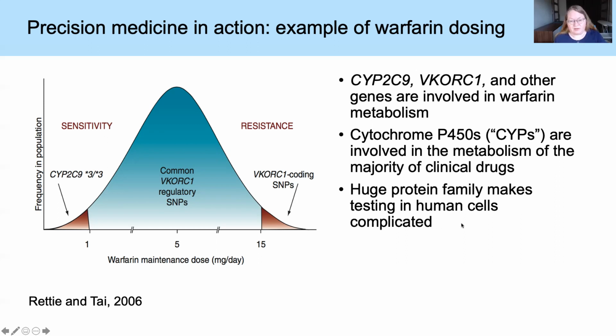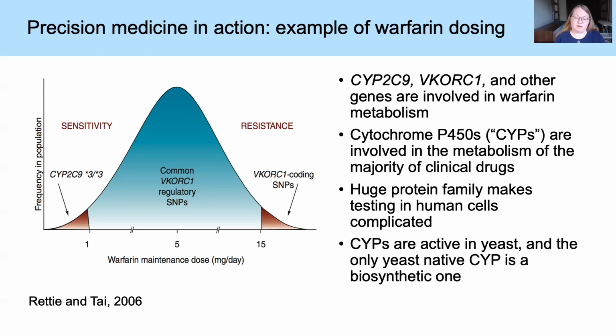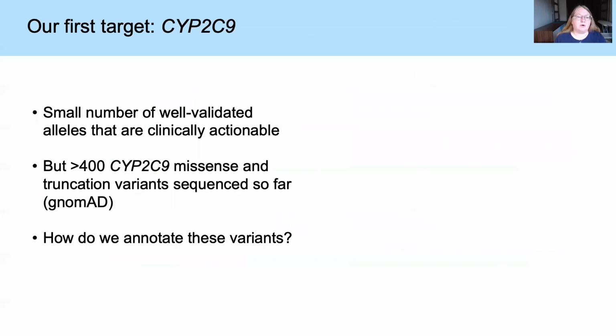Because they're such a big family, this is one argument for using yeast as a system for them, because you can get some background thanks to the overlapping specificity of these enzymes in, say, liver cells. So by transplanting them one at a time into yeast cells, which have cytochrome P450s, but not ones that overlap in specificity, we can hopefully do the kind of high throughput screening that is demanded by the large number of variants in these genes. Okay, so the gene that I'm going to talk about today is CYP2C9.